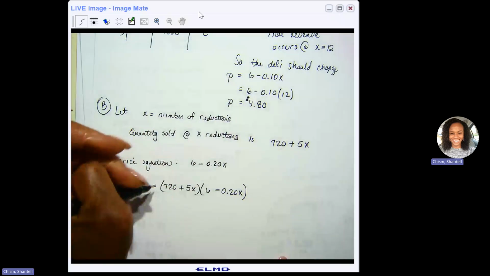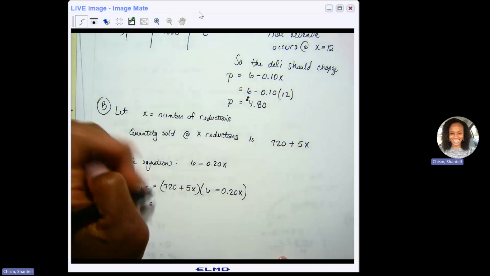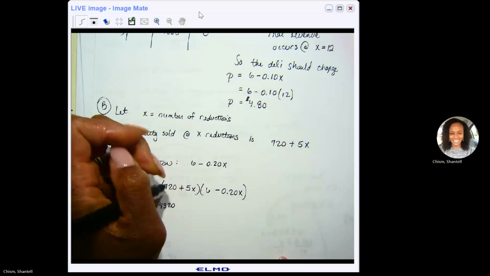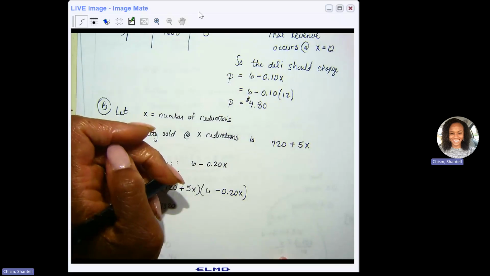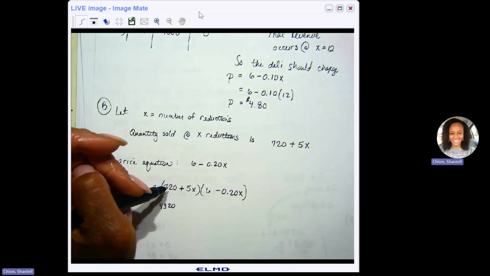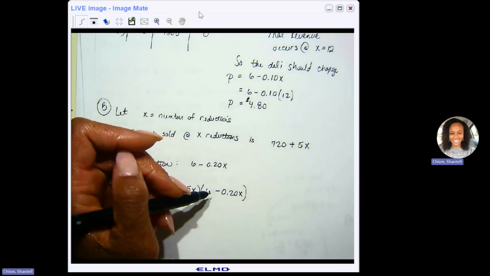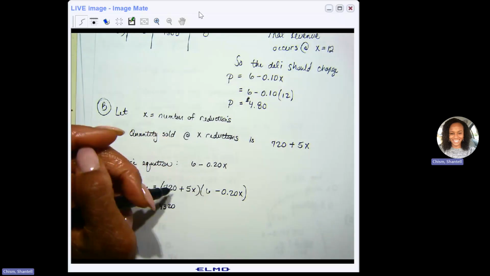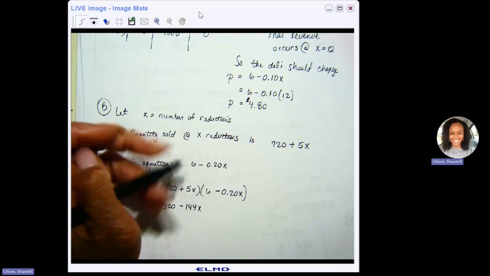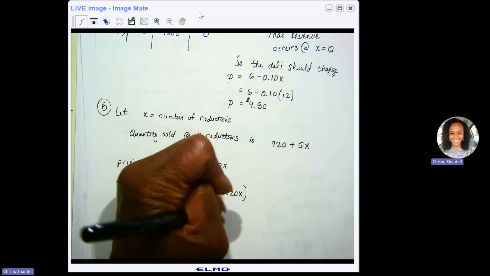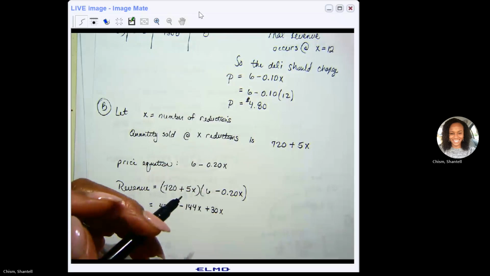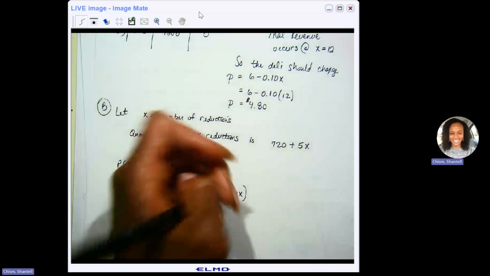Okay, so I'll go through using the FOIL method here. 720 times 6, 4320. My outer terms, we get 720 times 0.2, we get 144, and that's going to be a minus 144X. Our inner, we get a 30X. And then our last times our last, 5 times 0.20, we get 1X squared, and it's going to be minus.